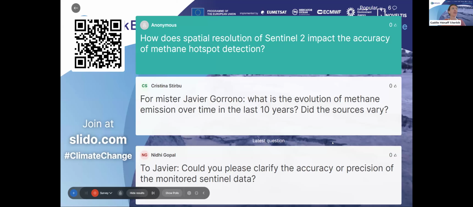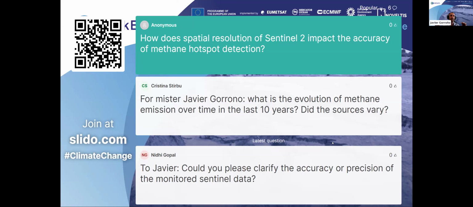So the first question being, how does spatial resolution of Sentinel-2 impact the accuracy of methane hotspot detection? Yeah, the accuracy of methane hotspot detection, we call it sometimes the probability of detection or detection limit, it is typically a combination of the spatial resolution and the SNR. So the SNR of Sentinel-2 is acceptable, let's say. So you've got two problems, or challenges, let's call it that way.